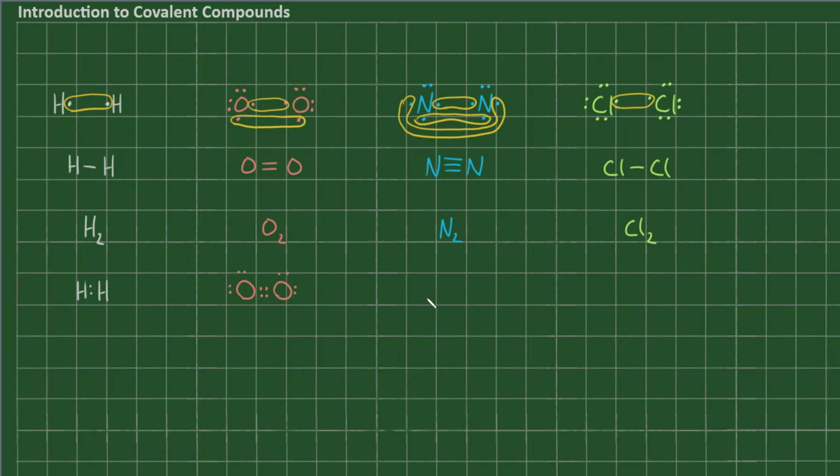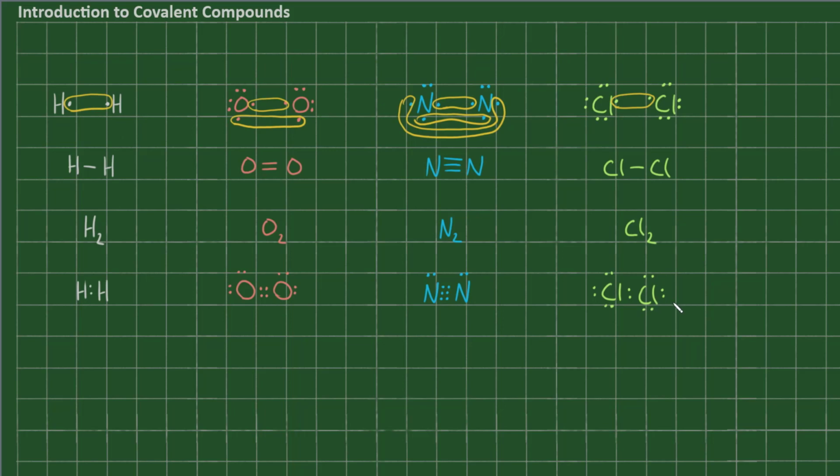In case of molecular nitrogen, I have two nitrogens, but they have three lines between them, meaning that they are sharing three pairs of electrons. So here's the first one, the second one, and the third one. And again, if I insisted, I could also add the lone pairs of electrons. And finally, with molecular chlorine, I have two chlorine atoms. They are sharing a single pair of electrons between them, so here it is. And now I could also add all of the lone pairs. And here they are as well, lots of little dots.